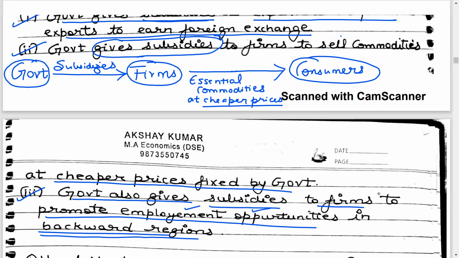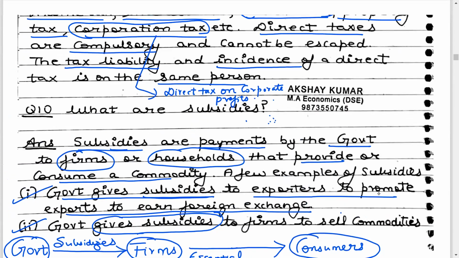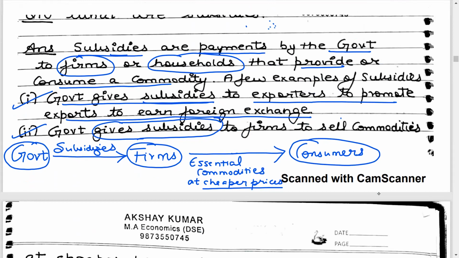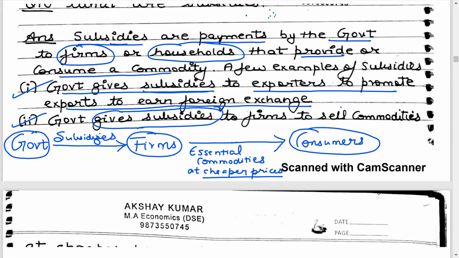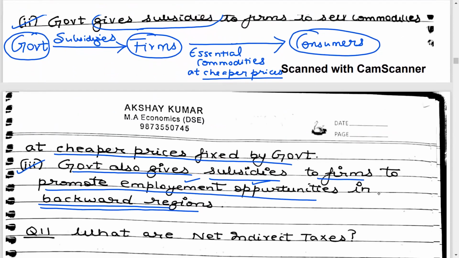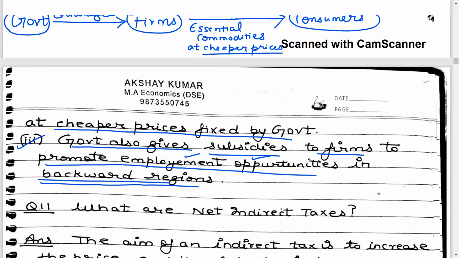Hoping that students have understood question 10, subsidies are exactly the opposite of taxes. These are the payments made by the government to the firms or the households. Why does the government give subsidies? To the firms to promote exports in order to earn foreign exchange. Also to the firms to sell certain commodities, the essential commodities, at cheaper prices to the consumers. And the third reason is to promote employment opportunities, especially in the backward regions.